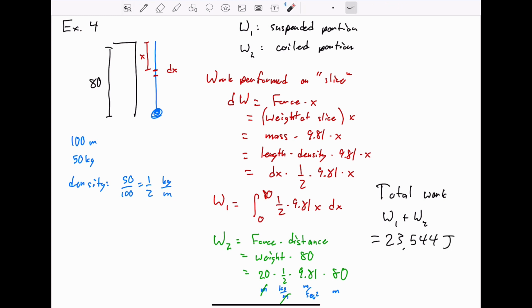That is the total amount of work for the entire system, both the suspended portion of cable and the portion coiled up on the ground.